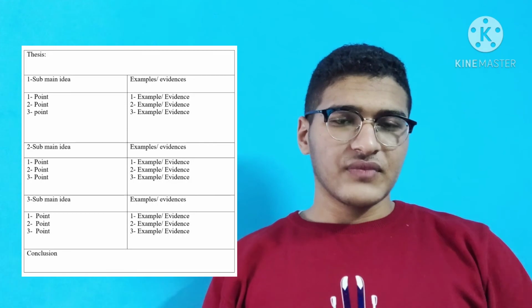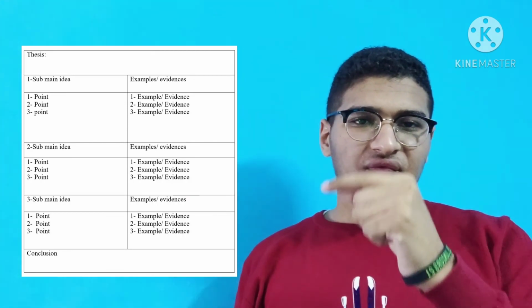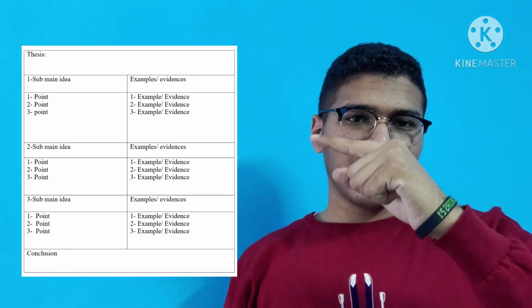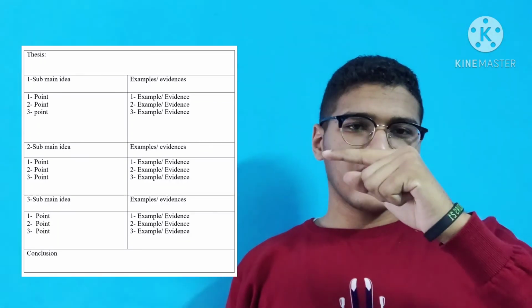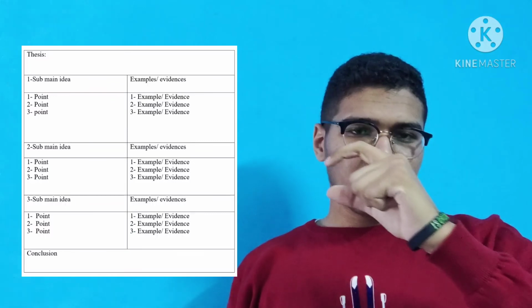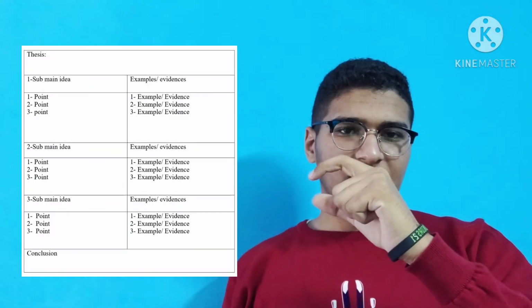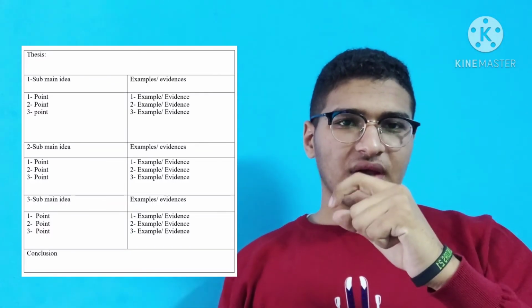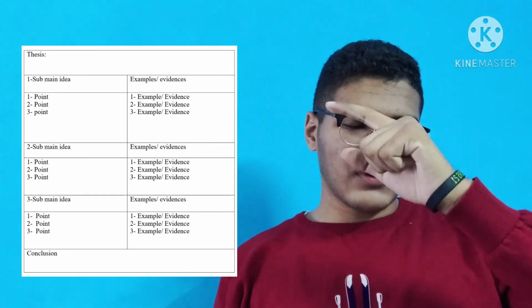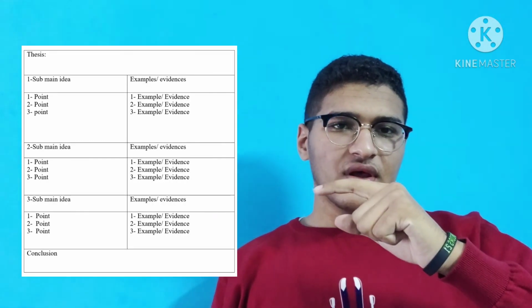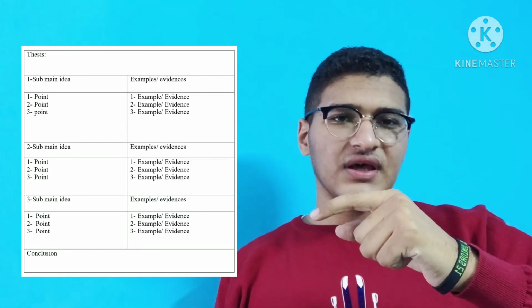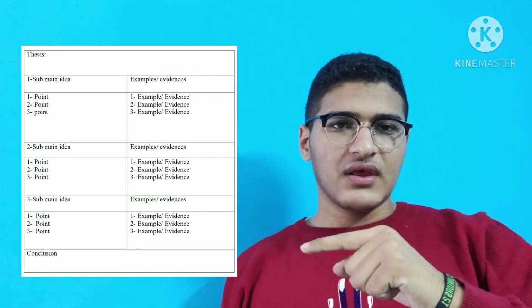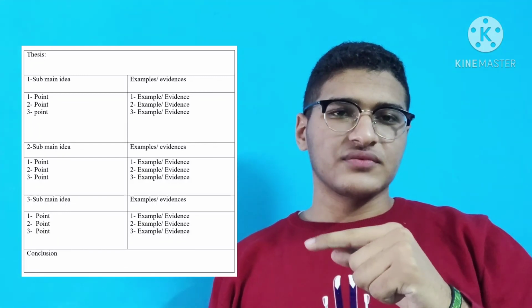And this one is a five paragraph essay outline. If you want a 4 paragraph essay, you should remove two rows, the sub main idea and the points and evidence, and it will be a 4 paragraph essay. And if you want to add more, you should add one more sub main idea and one more set of points and evidence. This is all for the outline.